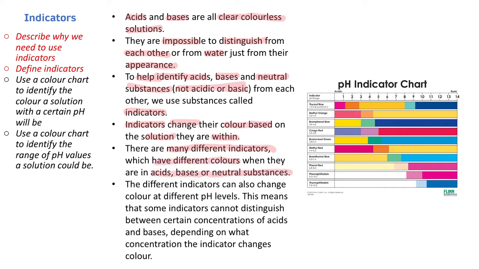The different indicators, and you can see some here, have different colors based on their pH. More importantly, and this is really important, different indicators can change colors at different pH levels. This means that some indicators cannot distinguish between certain concentrations of acids and bases, depending on what the concentration of those indicator changes are. So what does that mean? Let's have a look over here.